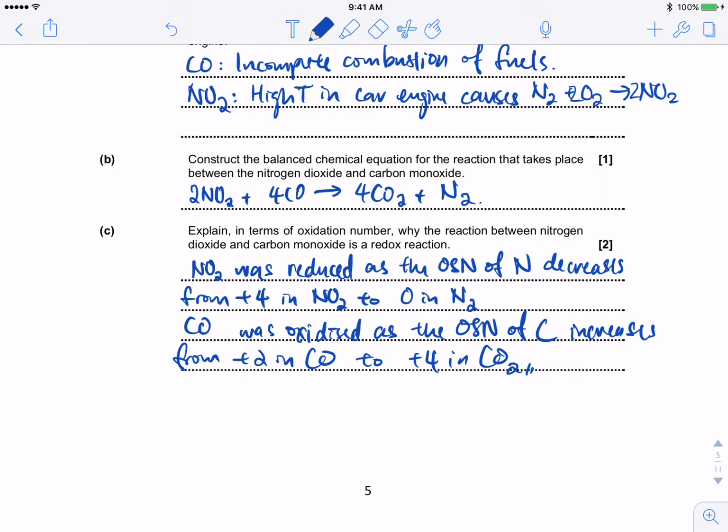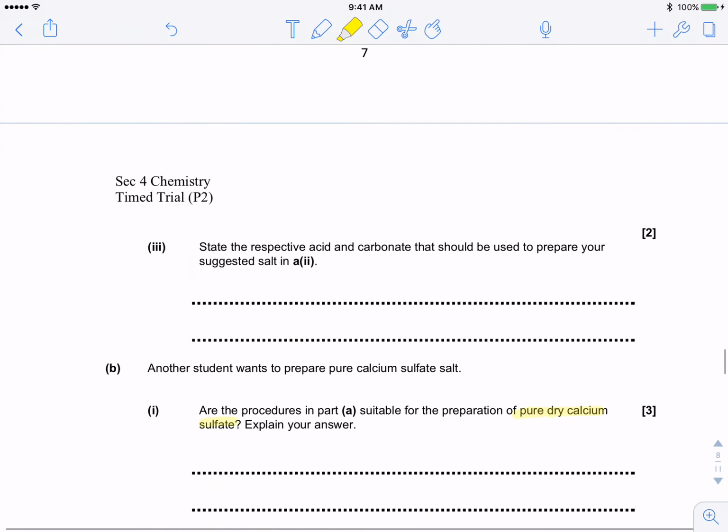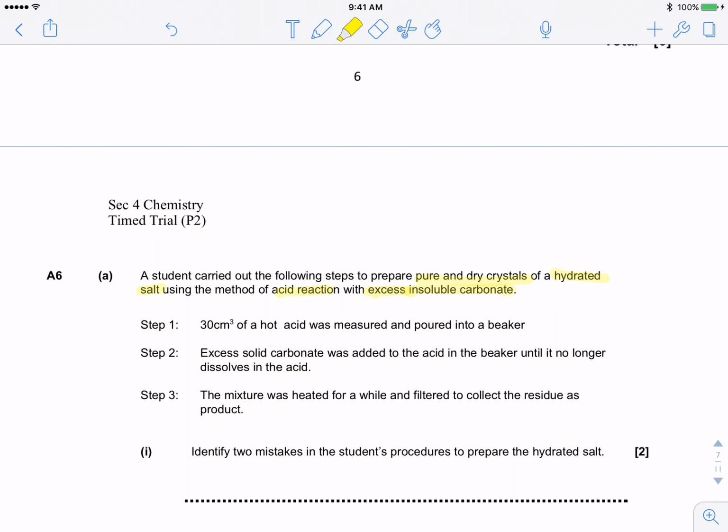Part C, explain in terms of oxidation state number why the reaction between nitrogen dioxide and carbon monoxide was a redox reaction. So first, tell me what is reduced, and the other is tell me what is oxidized. State what is reduced as the oxidation state number of the element decreases from the number in the species to the number in the species. Same here for oxidized: you increase oxidation state number from +2 to +4 in the species. Then the rest, let me use a separate video. That's all. Thank you.